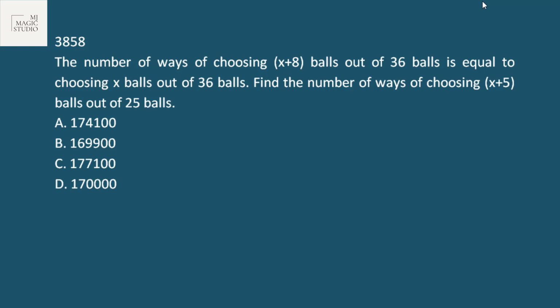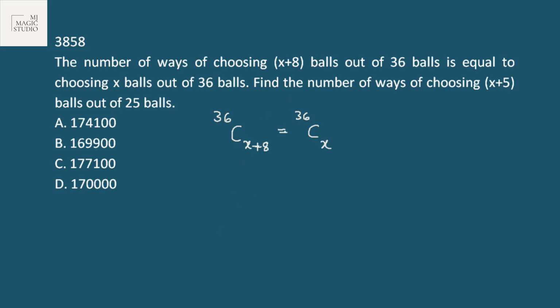Okay, the next one on the screen is from choosing, that is combination. The number of ways of choosing x plus 8 balls out of 36 balls, that would be 36C(x+8), is equal to choosing x balls from 36 balls. That is equal to 36Cx.